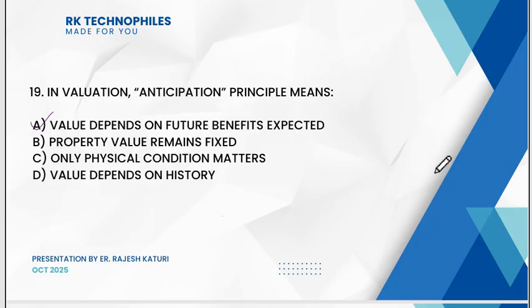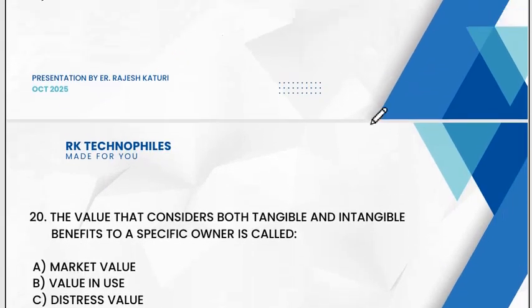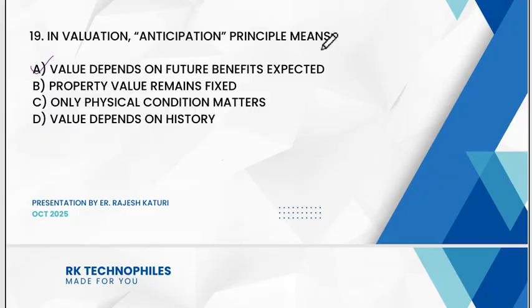The third one ignores economic, legal, social factors. Only physical condition matters means only physical, so we are ignoring the economical, legal and social factors. History means it is past performance, does not determine future benefits. So the answer will be, in valuation, anticipation principle means value depends on future benefits. Future, so you have to underline the future expected.